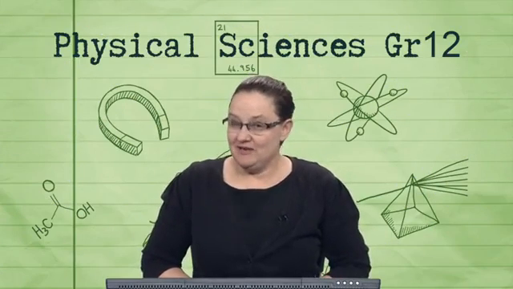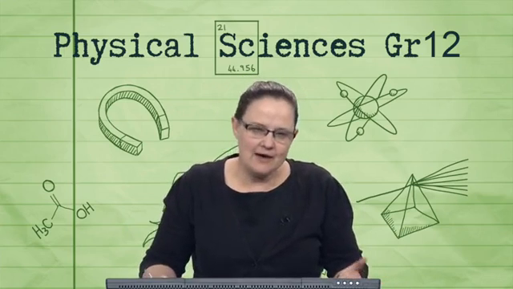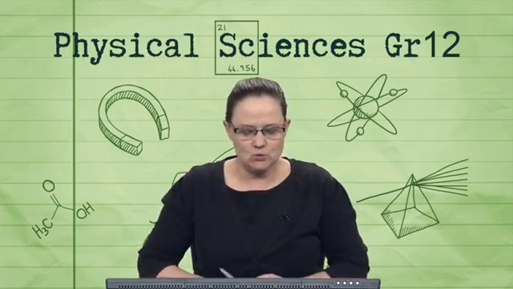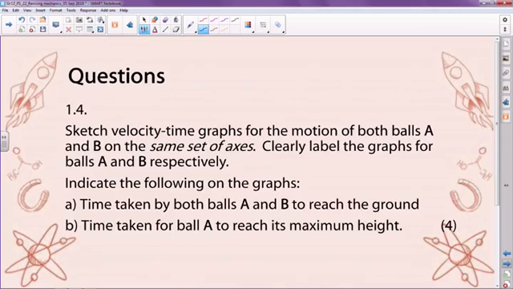Welcome back, grade 12s. Ready to tackle the last one of that question? This is one of those things that you're probably guaranteed to get, a sketch graph of some sort. And they say to you, sketch velocity-time graphs for the motion of both balls A and B, so it's the same question, on the same set of axes. Clearly label the graphs for A and B respectively. Very, very important. Then you have to indicate time taken for both balls to reach the ground, and time taken for ball A to reach its maximum height.